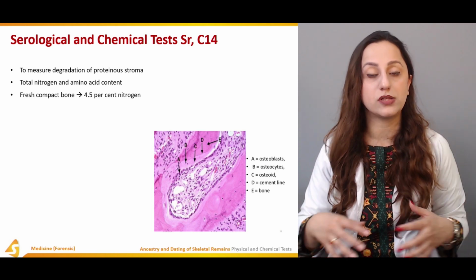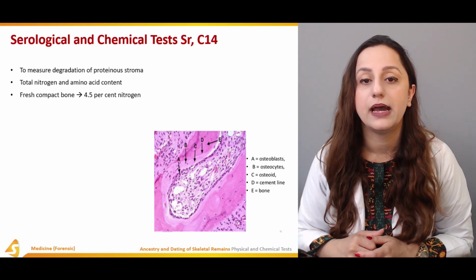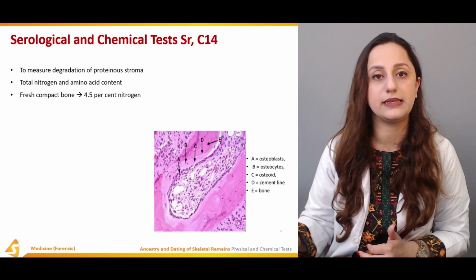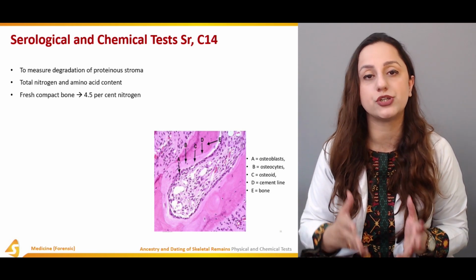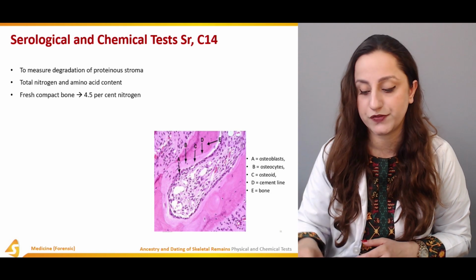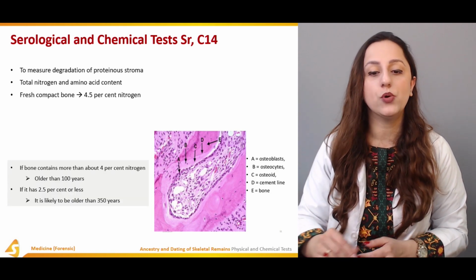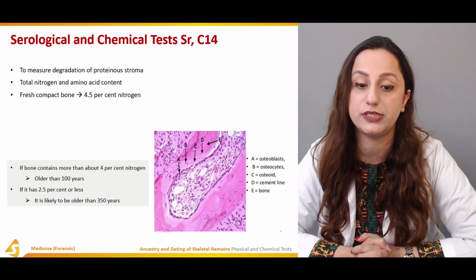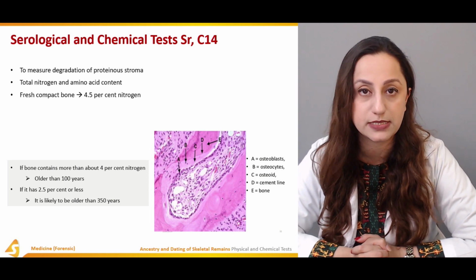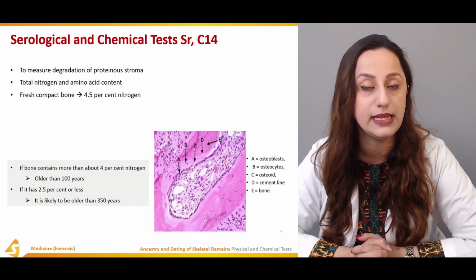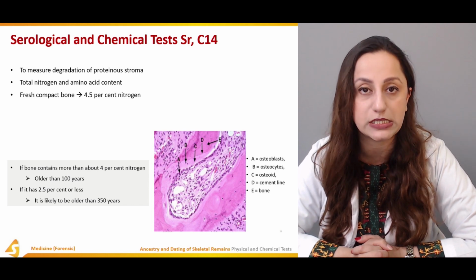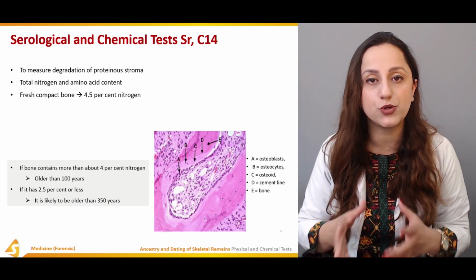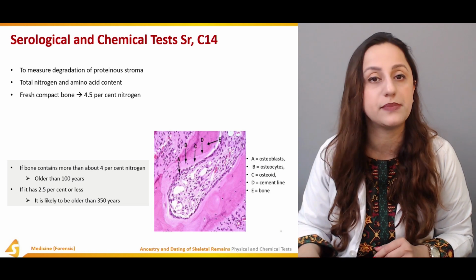If we have concentration levels of nitrogen less than that, that means that it's not a fresher bone, and it basically indicates the concentration lowers along with the passage of time. Now, if the bone contains more than about 4% nitrogen, it is older than 100 years. And if it has 2.5% or less nitrogen, it is likely to be older than 350 years. So these concentrations are basically the demarcation lines, and we have to keep them in our mind as well.